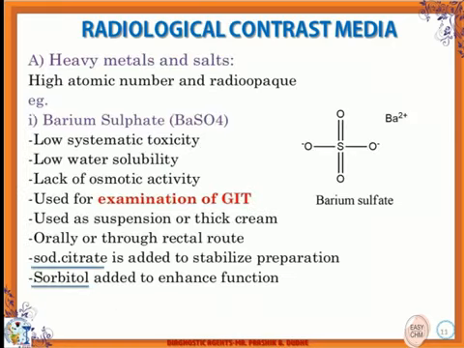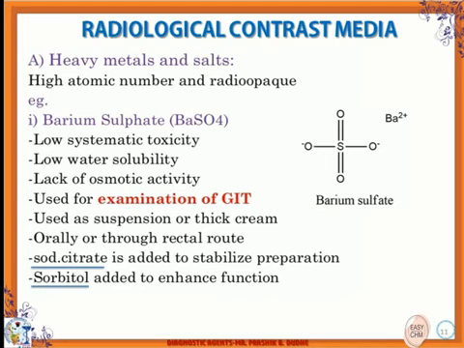Then comes the first type of radiological contrast media, which is inorganic in nature. These are heavy metals and salts, which have a high atomic number and are radio opaque. For example, barium sulfate, BaSO4. This is the chemical structure of barium sulfate. It has low systemic toxicity, low water solubility, and a lack of osmotic activity, and these are specifically used for examination of the GIT tract.